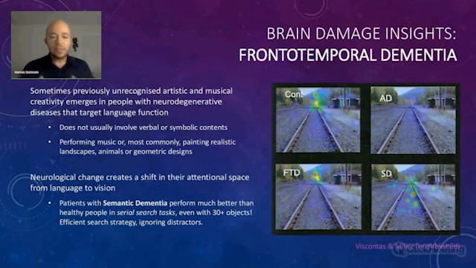So we're leading into this idea that people who might have had unrecognized artistic and musical creativity might suddenly have an emergence of those skills because of the neurodegenerative disease that's targeting the language function. Usually, and we'll see this as we look at the artwork from different kinds of frontotemporal dementia, it's not about verbal or symbolic content, and you'll remember why. The temporal lobe is being targeted. It might be about performing music, or most commonly about painting realistic landscapes, animals, or geometric designs. We'll get more into that in just a moment, but I first want to give you the task.